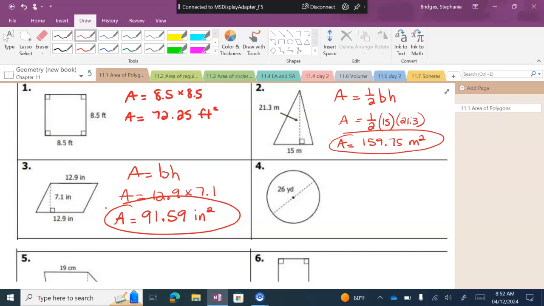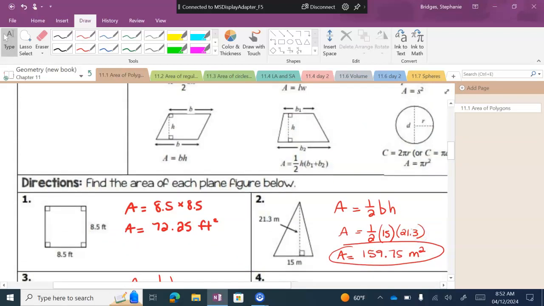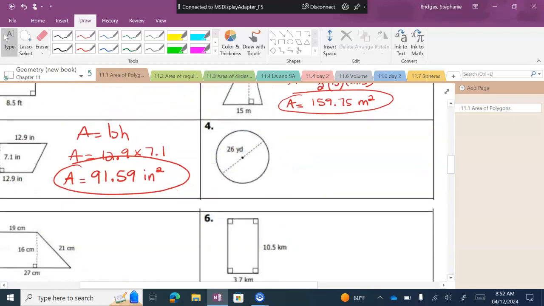So the very first thing I need to do is I need to figure out the radius. Which is going to be half of the diameter. If my diameter is 26 yards, how many yards would the radius be? 13. Is everybody okay with how we got that?